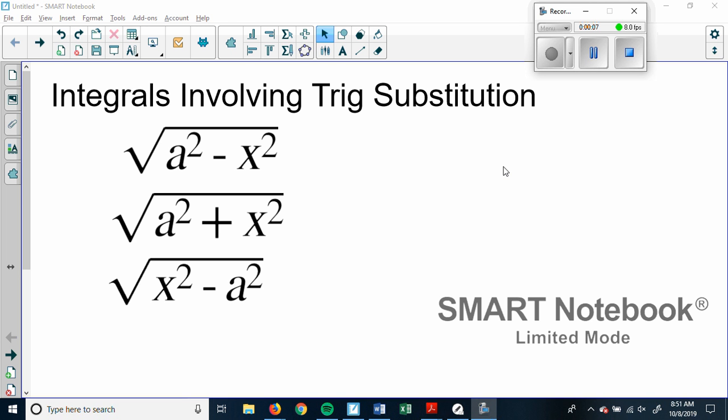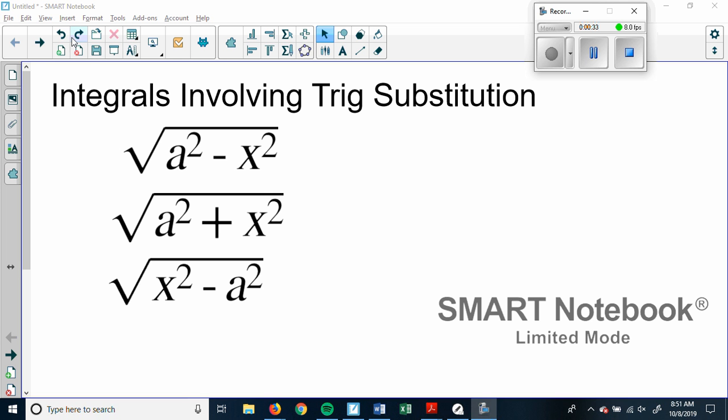We're going to talk today about integrals. Let's do that. Integrals involving trig substitution. Now, these don't seem like they would involve trigonometry, but they do. I'm going to show you an example with this one first, and then I'm just going to show you the trig substitutions for these second two. Not doing an example, but we'll talk a lot about it in class. So these are the forms.